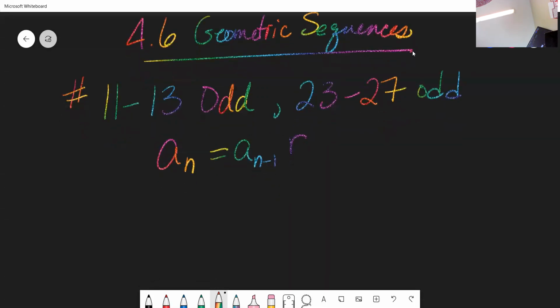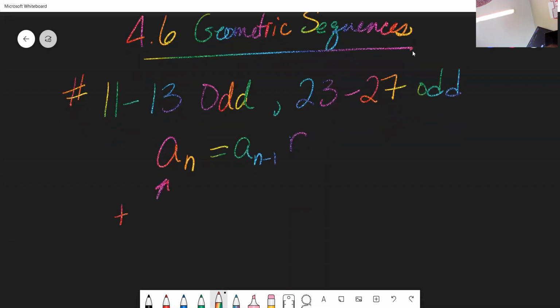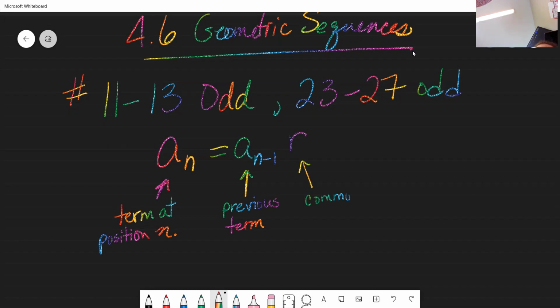A N minus 1 times R, right? And so A N is the term at position N that we're trying to calculate. We're trying to calculate what the term is at whatever position N. A N minus 1 is the previous or preceding term. So it's the term at the previous position right before the one we're trying to figure out. Multiplied times, what does R stand for? Yes, that's our common ratio.